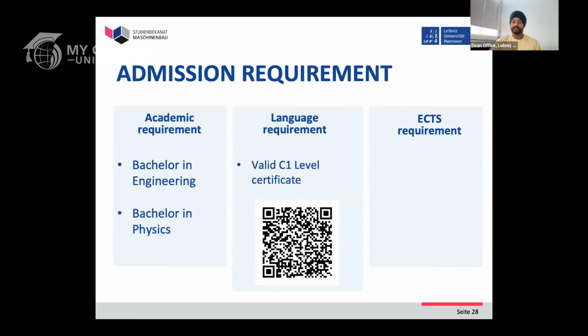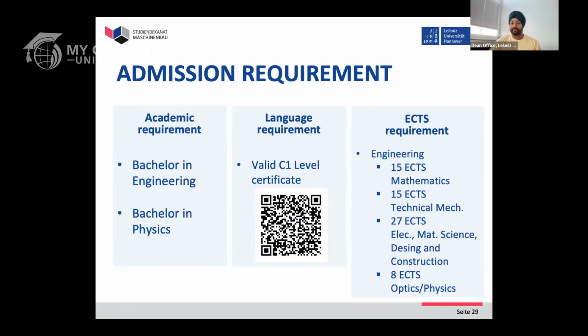And along with that, if your national language is English, we still need a C1 certificate, unless your mother tongue is English. There's a difference between having English as a mother tongue and having English as a national language, so we really keep a check on it.